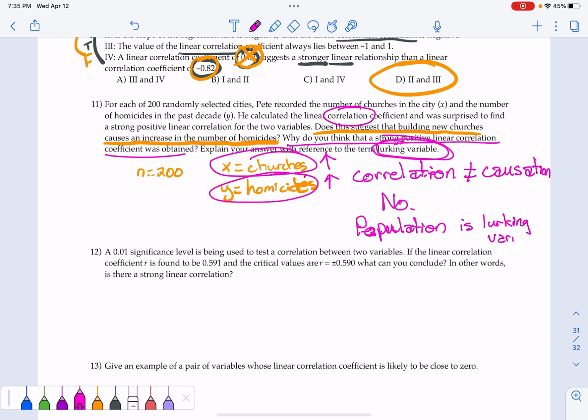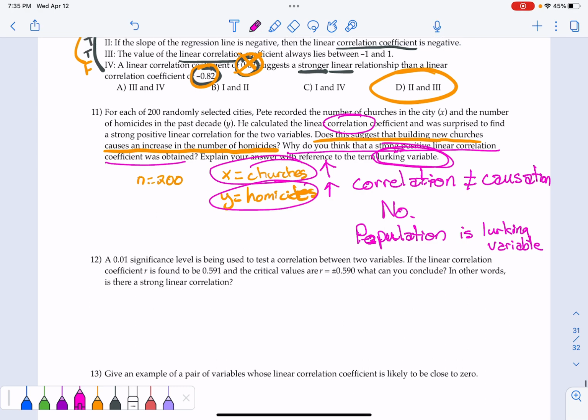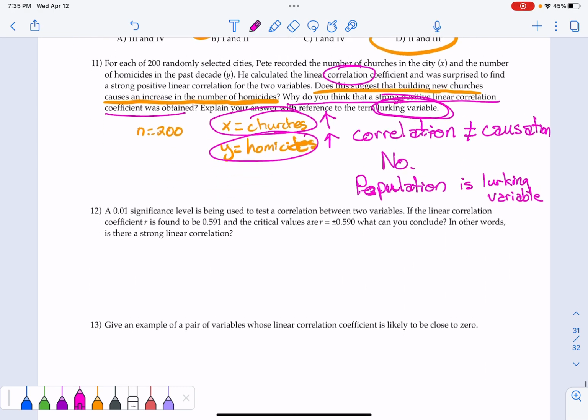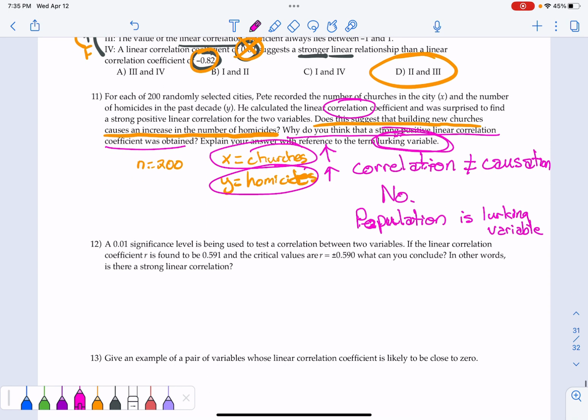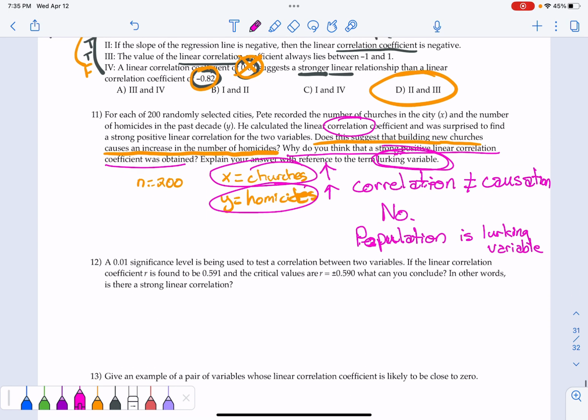If something else comes to your mind, please put it down. I'm interested to see if you think of anything else that could be a lurking variable. I would think population would be the main thing that would cause both of those. But if you have any other suggestions, I'm pretty sure it's not churches that's causing more homicides, but population is probably a lurking variable in that case.